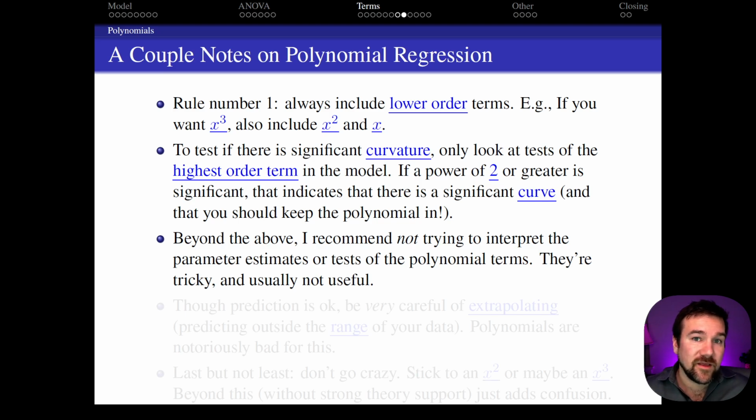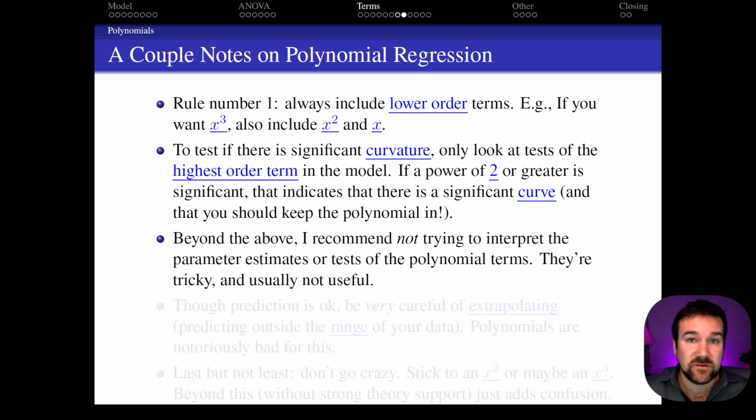Now, beyond looking at the highest powered term, I recommend not trying to interpret the parameter estimates. It's not that they can't be interpreted, and depending on the way that you define the contrasts, you can actually get reasonable interpretations from these, but as a rule, these are tricky, and the utility of these is maybe less than some of the other things we do. Again, if I'm doing polynomial regression, the idea is that there's a curvilinear relationship between A and B. And that's kind of the conclusion.